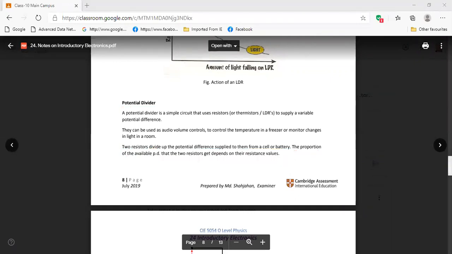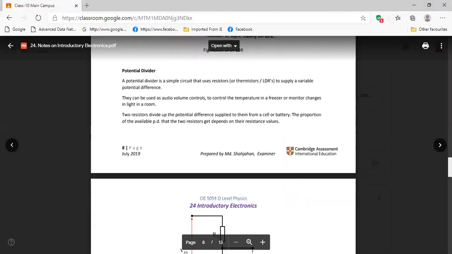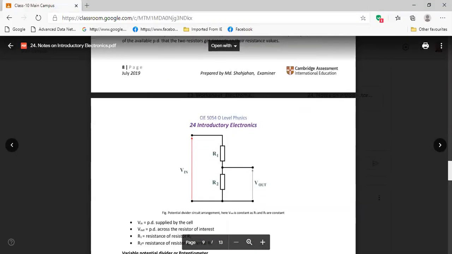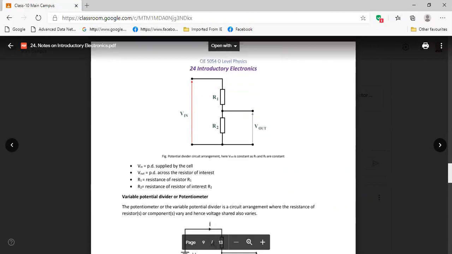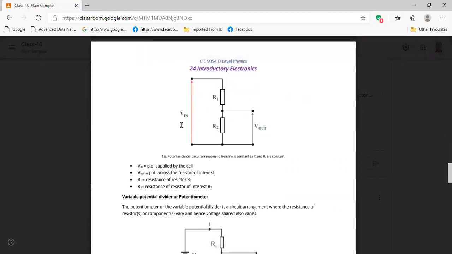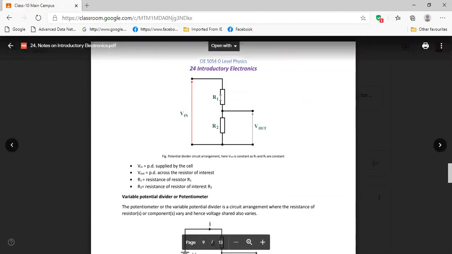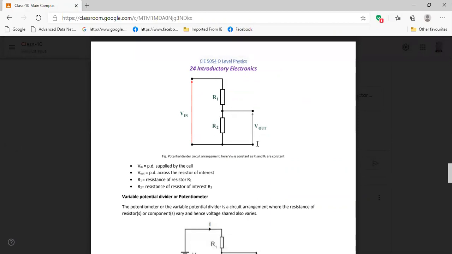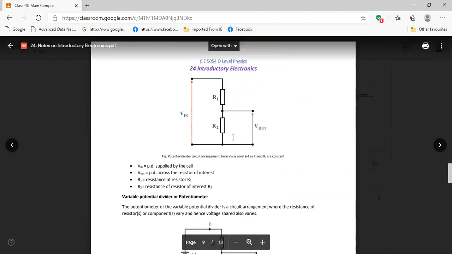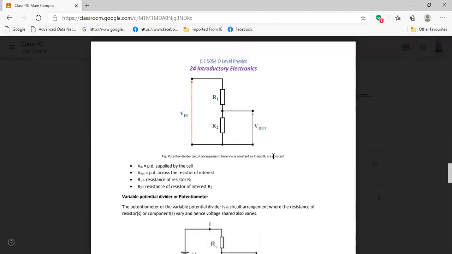Okay, look here. You are done with that writing, right? Now we have this circuit. This circuit is a potential divider circuit. So please draw this circuit, all of you.